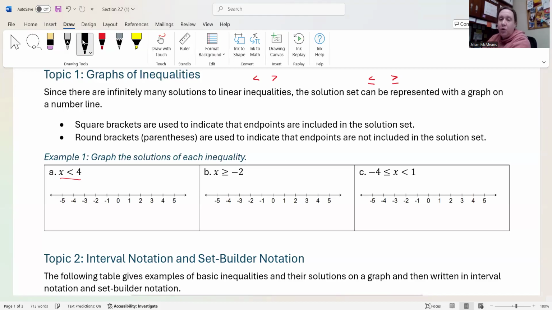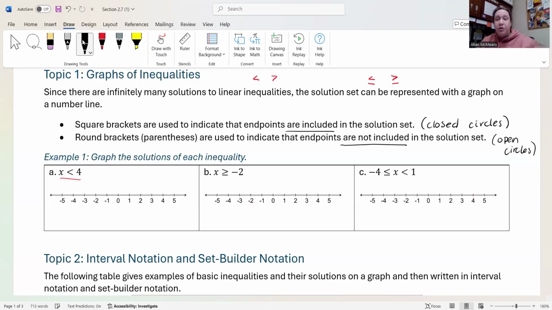So we have two different ways that we can represent the endpoint on a number line. We either use brackets or we use like little circles, okay? So square brackets are used to indicate that endpoints are included. You could also use closed circles, and I will show you both. All right. Round brackets, or just parentheses, are used to indicate that endpoints are not included in the solution set. As far as circles go, we would use what we call open circles. And like I said, I will show you both.